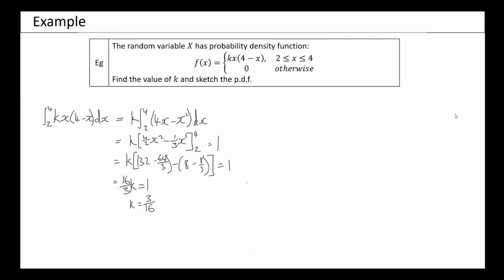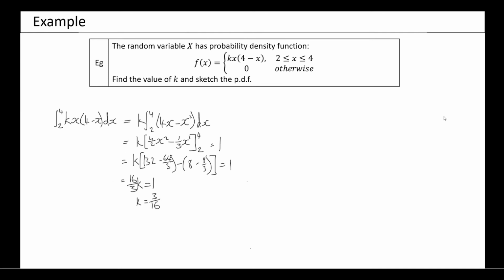Next, we're actually asked to sketch this function. Before I even try to sketch it, I'm looking at the function and I'm thinking, what type of function do I have? Is it a horizontal line? Is it a linear function? Is it a quadratic, a cubic, or what type of function do I have? Looking here, I have a quadratic.